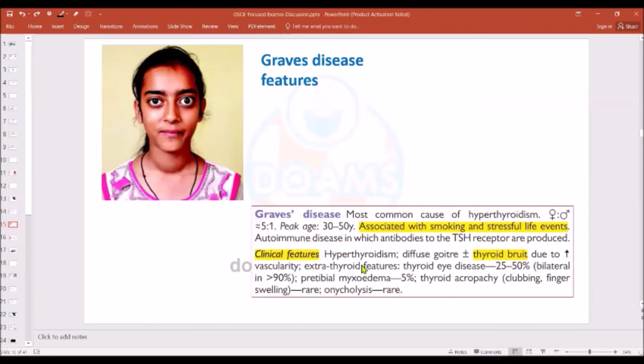Already we discussed the diagnostic signs for Graves' disease, the goiter, thyroid acropachy also, right? Clubbing, as well as the pretibial myxedema in the leg. So we already finished. And in auscultation, we will get a thyroid bruit if it is Graves' disease. So that we covered. Okay.